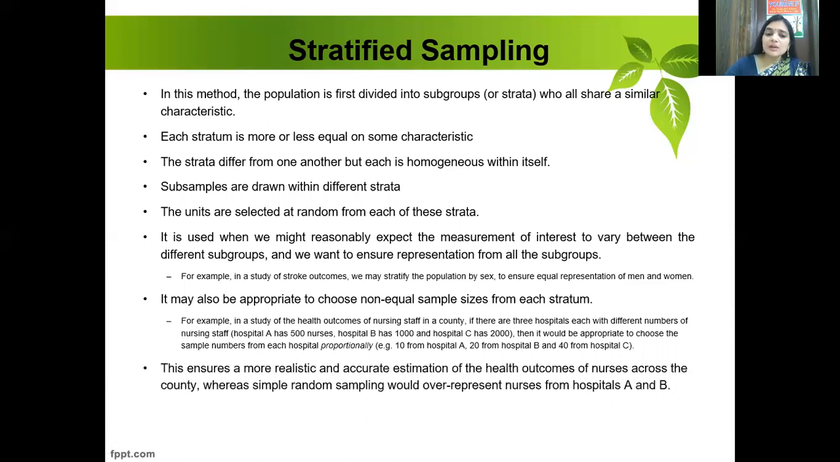This ensures a more realistic and accurate estimation of the health outcomes of nurses across the country, whereas simple random sampling would overrepresent nurses from hospitals A and B. Yes, it would actually do, because you might be choosing 10 from each hospital, then it would overrepresent hospital A and underrepresent hospital C. Most important is, do not confuse this particular sampling with quota sampling. We will discuss quota sampling when we will be discussing non-probability sampling techniques.